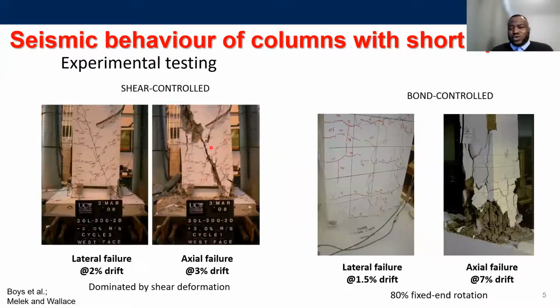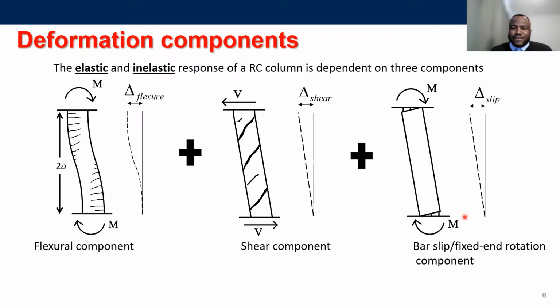So when we go to experimental test results, we've been able to look at tests in which the components are either dominated by shear mechanisms or dominated by a bond failure mechanism. A shear dominated column is one in which you have this critical diagonal failure plane forming. And in the bond controlled, you tend to be dominated by a fixed end rotation. So in this seminar, I'll be talking a lot about shear controlled, bond controlled, and flexure controlled. So just to give people a bit of background about what this means.